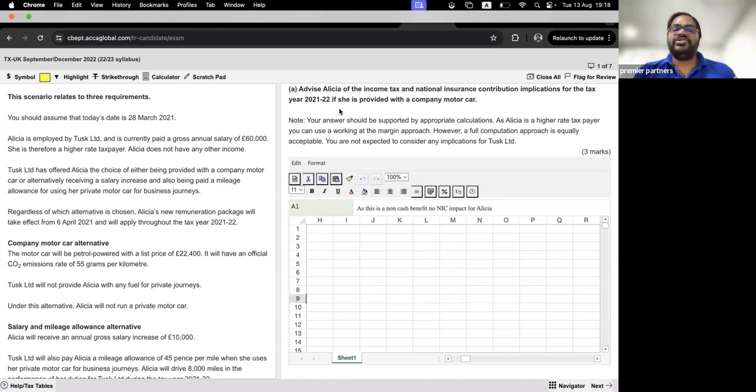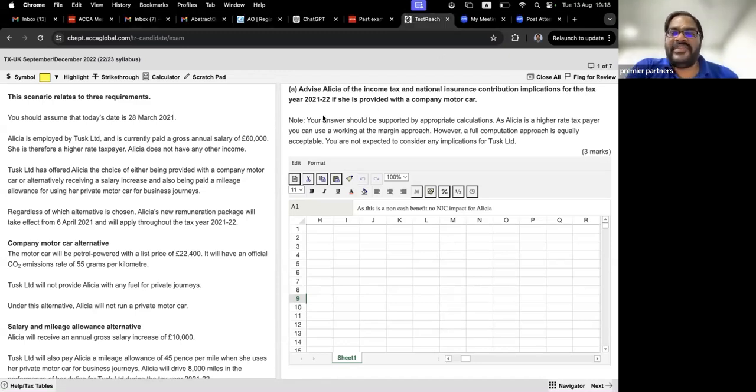Right. As usual, let's go ahead with the requirements, not the scenario. We are going to start with the requirements again. Advise Alicia of the income tax and the national insurance contribution implications for the tax year if she is provided with a company motor car. Note, your answer should be supported by appropriate calculations. As Alicia is a higher rate taxpayer, you can use a working at the marginal approach. That means you can try to get the gap and do the calculation. However, a full computation approach is equally acceptable. You are not expected to consider any implications for the task limited. Requirement, is it clear? This part?